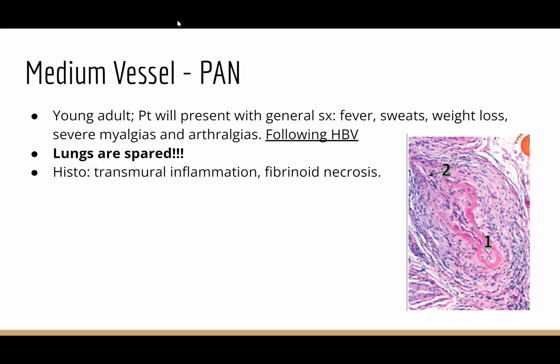Then your histo, you're going to see transmural inflammation and then the fibrinoid necrosis.